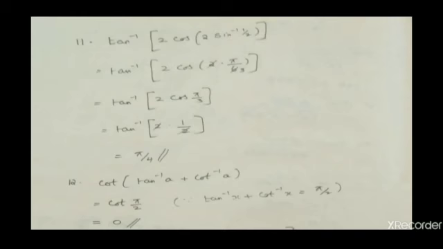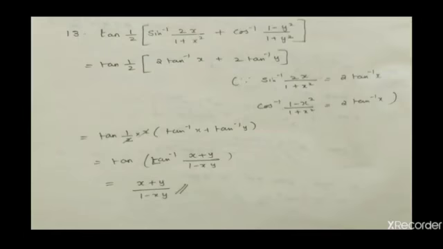Next question, cot of tan inverse A plus cot inverse A. We know that tan inverse x plus cot inverse x gives pi by 2. So tan inverse A plus cot inverse A is also pi by 2. So cot pi by 2 value is 0. So these types of questions will come in 1 mark.